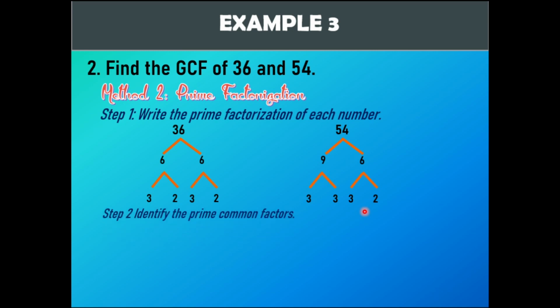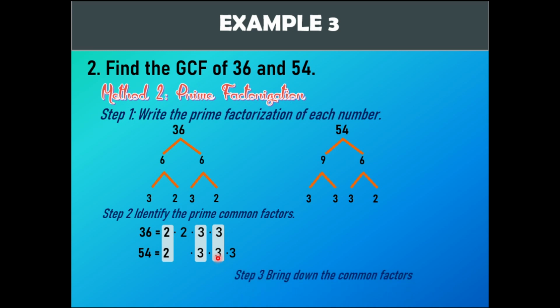Now step 2. Identify the prime common factors. For 36, the prime factors are 2 times 2 times 3 times 3. For 54, we have 2 times 3 times 3 times 3. Now let's encircle the prime common factors. The prime common factors are 2, 3, and 3.